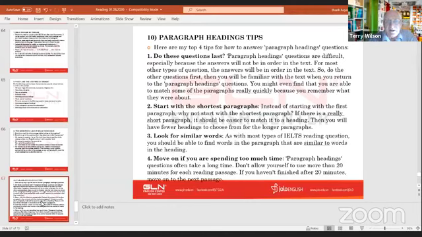Paragraph headings. So here are my top 4 tips on how to answer paragraph headings. So do these questions last. Paragraph headings questions are difficult, especially because the answers will not be in the order in the text. And for most other types of question, the answers will be in the order of the text.